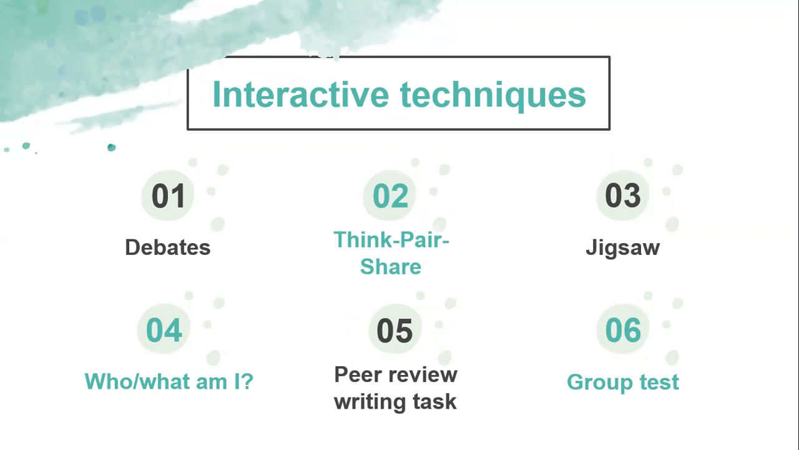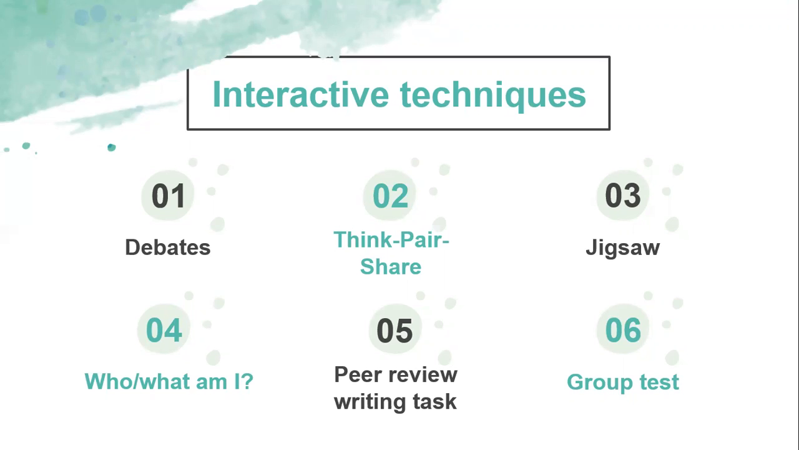Next one, number four, who or what am I? Teacher tapes a term or name on the back of each student or on their forehead. Each student walks around the room asking yes or no questions to the other students in an effort to guess the term. And of course, the term has something to do with the lesson topic.